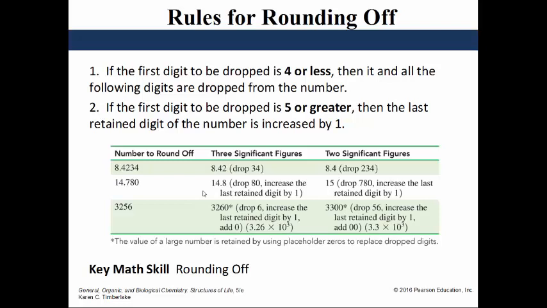If it is, then the last place you round to will go up by 1. If it's less than 5, then nothing changes.